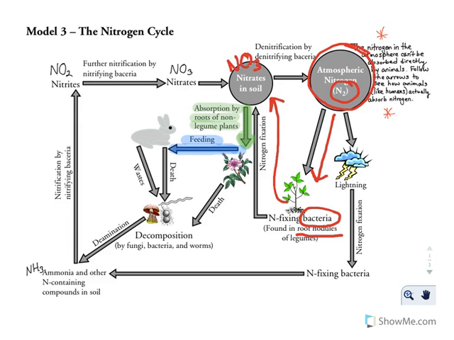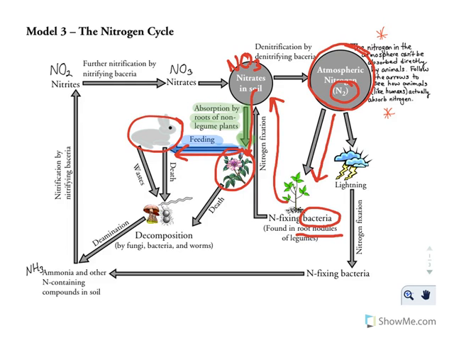Now, nitrates in the soil can then be absorbed by plants. If we follow the arrow, plants can actually take up the nitrates, so that's how the plants get nitrogen in them. And then animals, such as ourselves, when we consume the plants, that's how we finally get nitrogen into our systems.